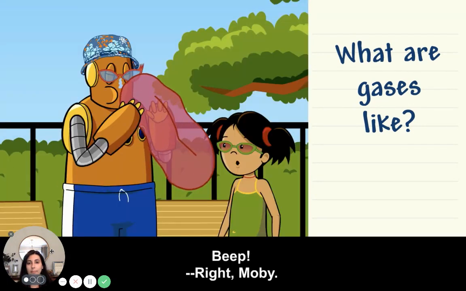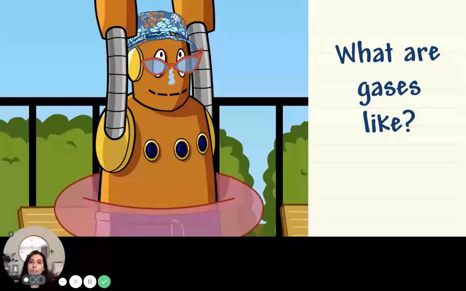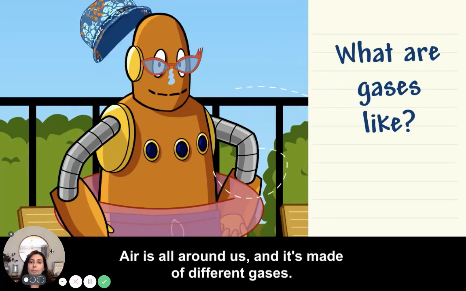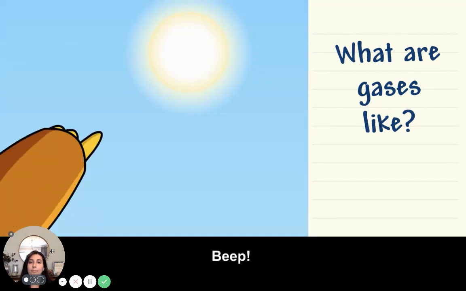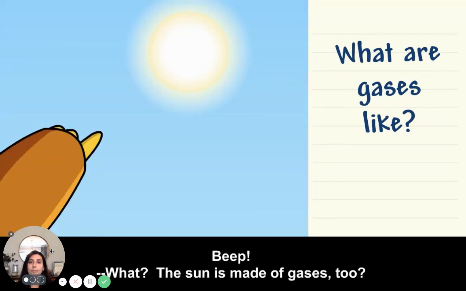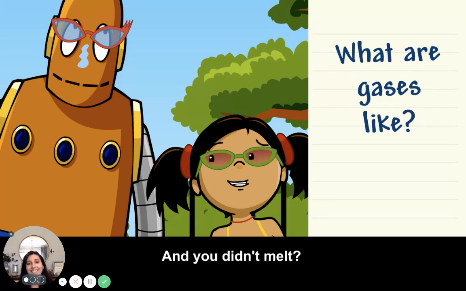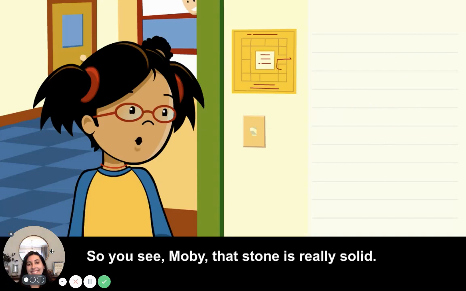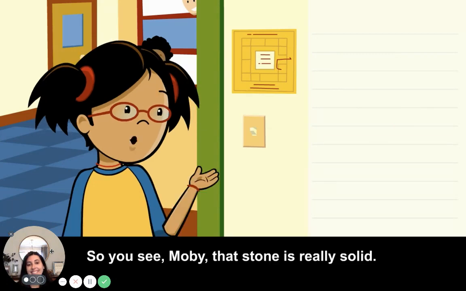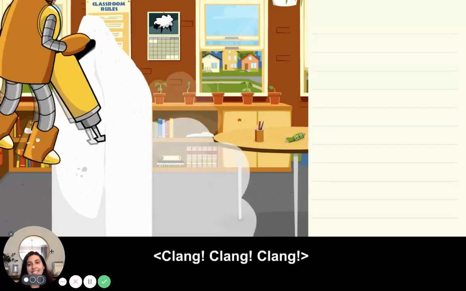All right, Moby, you're filling that inner tube up with gas. Air is all around us, and it's made of different gases. What? The sun is made of gases too? You've been to the sun? And you didn't know? So you see, Moby, that stone is really solid. What are you trying to make anyway?